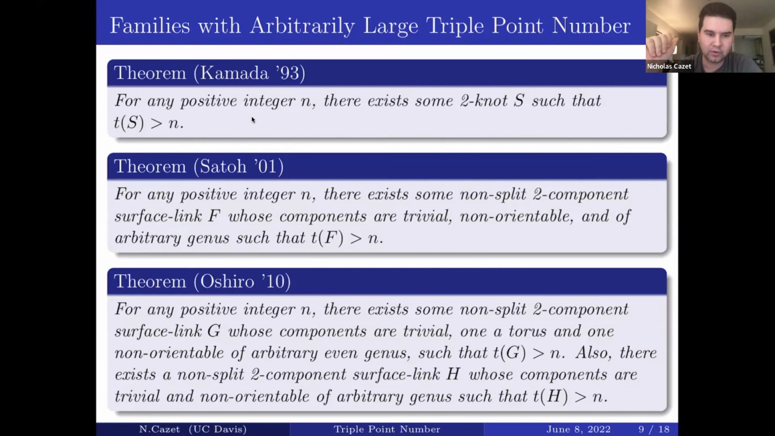There's another result that she showed, that you can have two components and both of them, you can pick the non-orientable genus of them. And you have this property that you can always find one in this family whose triple point number is as large as you want.